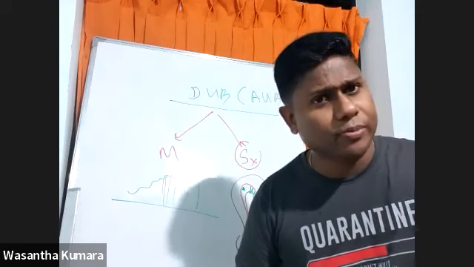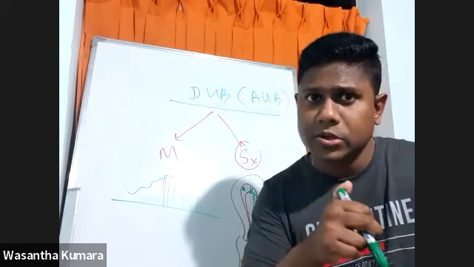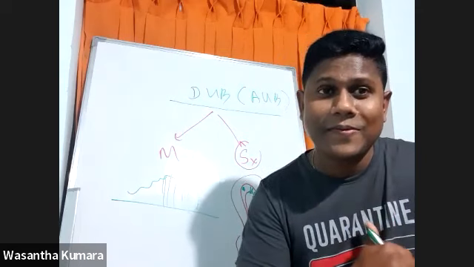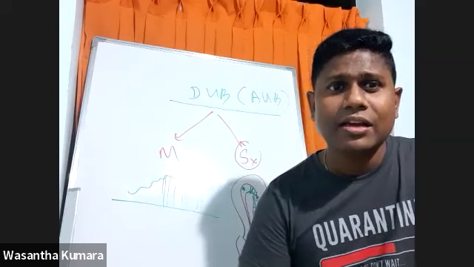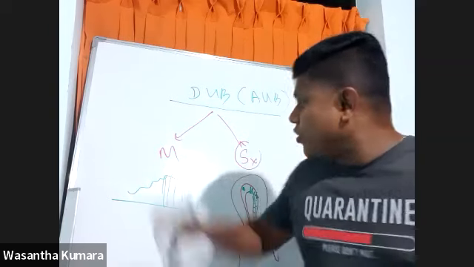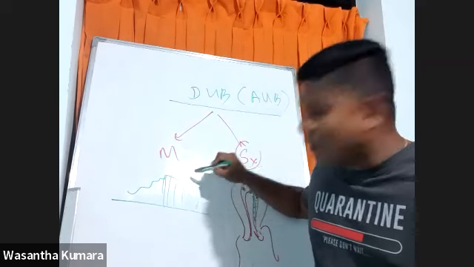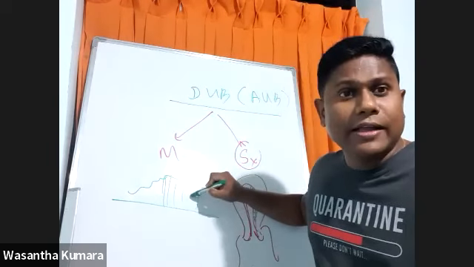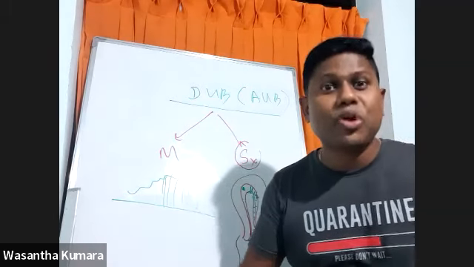How long will you give? How long will you give norethisterone? Just 1 or 2 days? 5 days? If you give 5 days, what will happen? For 5 days, she will not have bleeding. But once you stop the norethisterone after 5 days, she will have another breakthrough bleeding, withdrawal bleeding.